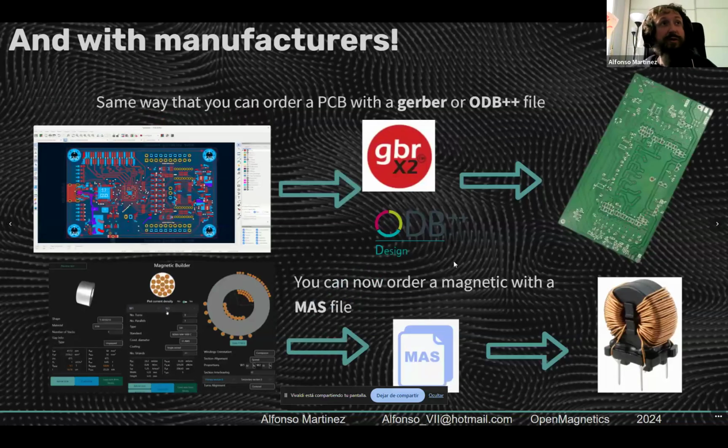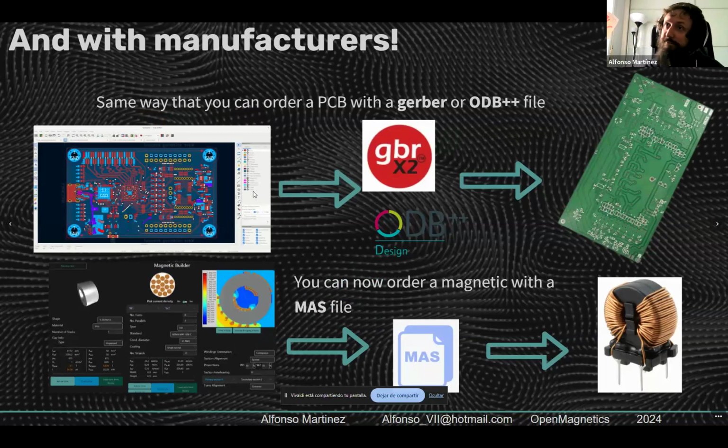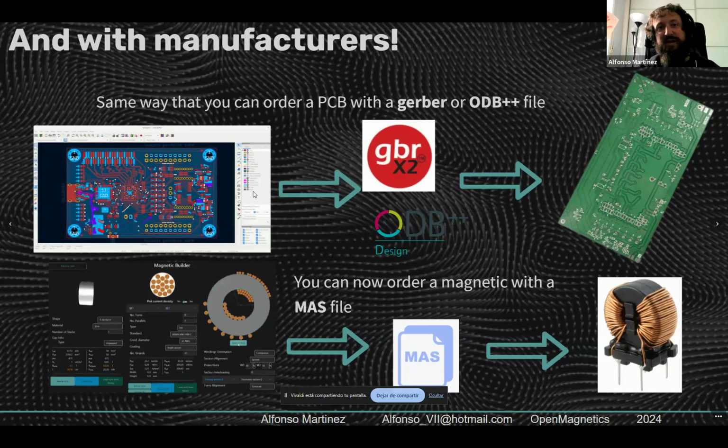And not only that, you can also use it with the manufacturer. So in the same way that you create with KiCad, I don't know, there are people who say KiCad. With KiCad, you can do a PCB, design it, you export a Gerber file or an ODB++, and you send it to the manufacturer, and you get the PCB at your place. We are doing the same. So you can go to OpenMagnetics, design your magnetic, get the MAS file, send it to the manufacturer, and you will get it at home. And actually, Würth Electronic will be the first one to support this.